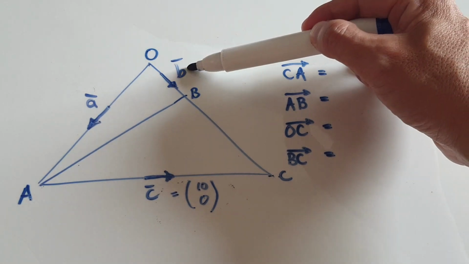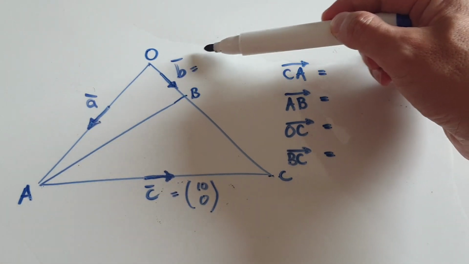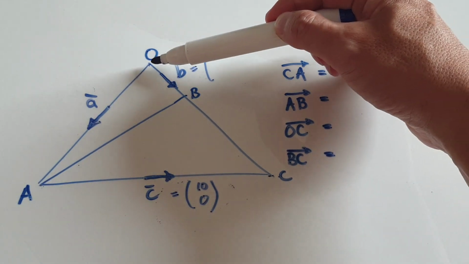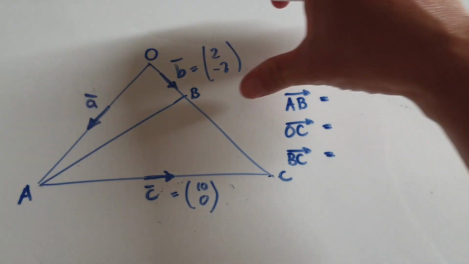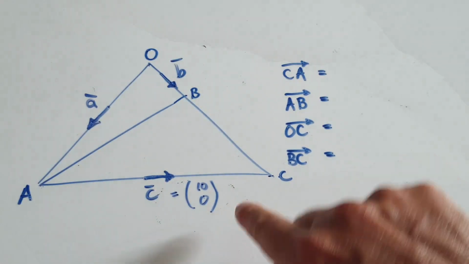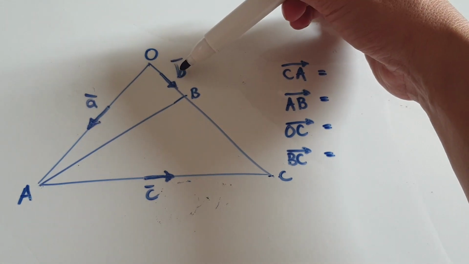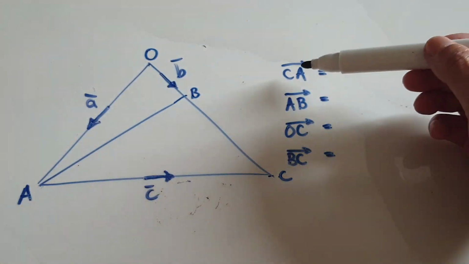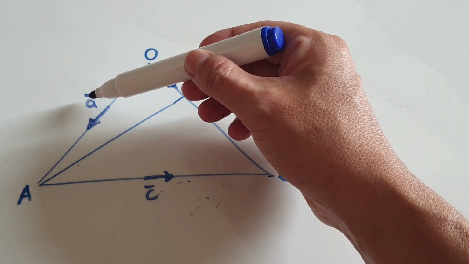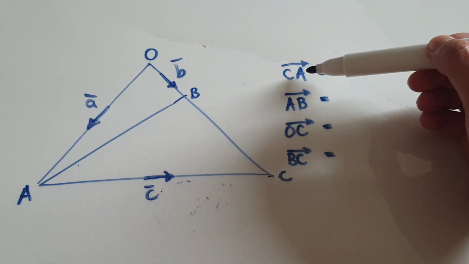Or you can imagine vector B as being 2 across and then 2 down. So you can imagine it as being 2 across and then you would move 2 down. But who cares what these numbers are? All that you know is that the movement from here to here is just called vector B. The movement from here to here is just called vector A. So in terms of vectors A, B, and C, express CA.